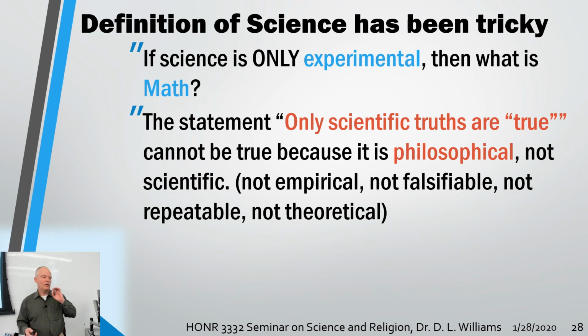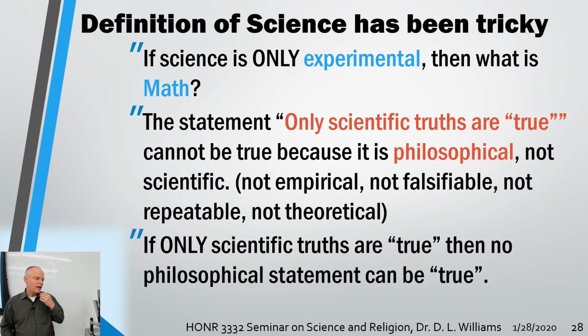And then the statement, only scientific truths are true, cannot be true because it's philosophical. This statement is not empirical, it's not falsifiable, it's not repeatable, it's not even theoretical. It's a philosophical statement. And so this is why positivism died, and this is probably why scientism is going to have trouble moving forward, because it makes philosophical claims that are not science. And so if science is the only thing that can be true, then the philosophical assumptions are not true. Okay. And it falls apart. And so that's basically no philosophical statement can be true either. So all of the logical rules too have no grounding if science is the only thing that can be true.